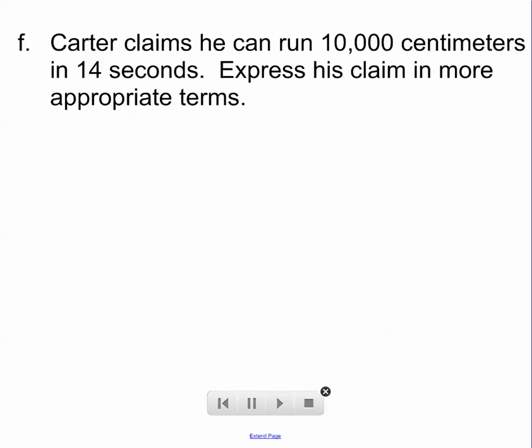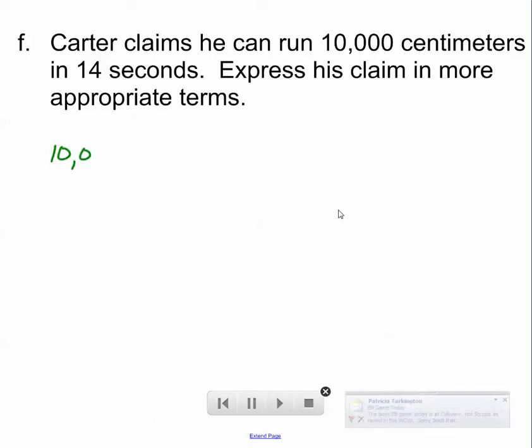Carter claims he can run 10,000 centimeters in 14 seconds. Express his claim in more appropriate terms. Yeah, it sounds very impressive, Carter. Nice job, buddy. You can run 10,000 centimeters in 14 seconds. Ooh. All right, what's that mean?